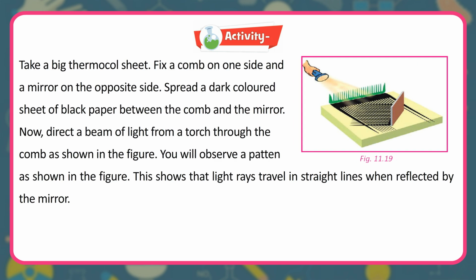Activity. Take a big thermocol sheet. Fix a comb on one side and a mirror on the opposite side. Spread a dark-colored sheet of black paper between the comb and the mirror. Now, direct a beam of light from a torch through the comb as shown in the figure. You will observe a pattern as shown in the figure. This shows that light rays travel in straight lines when reflected by the mirror.